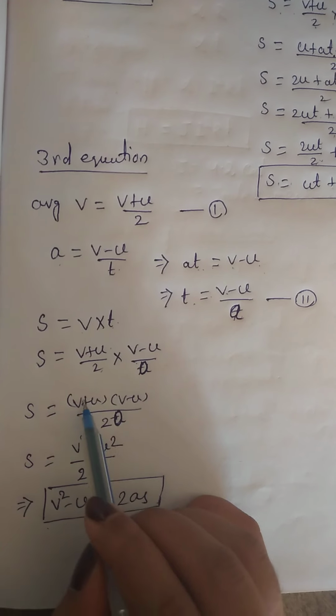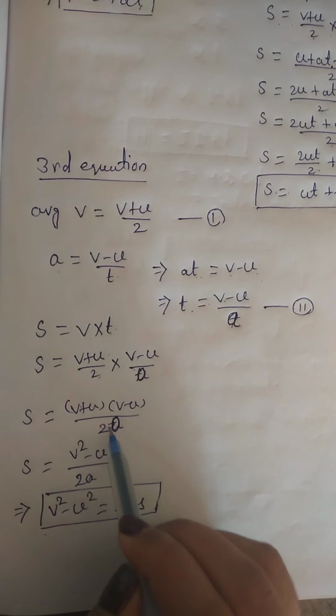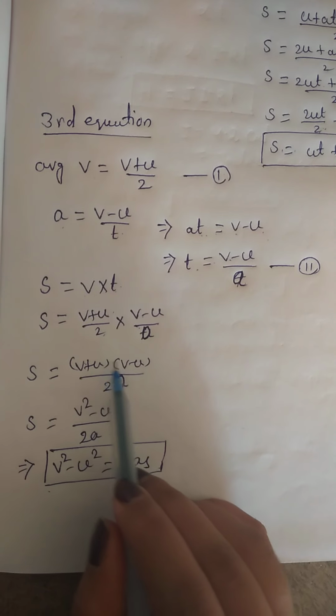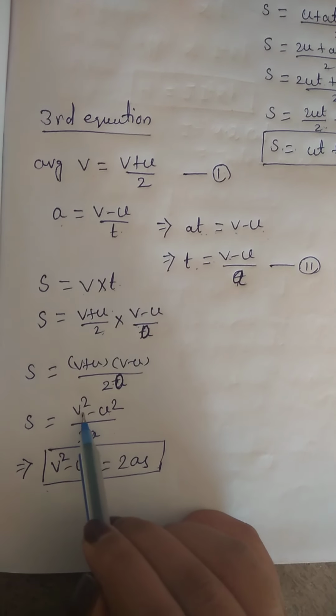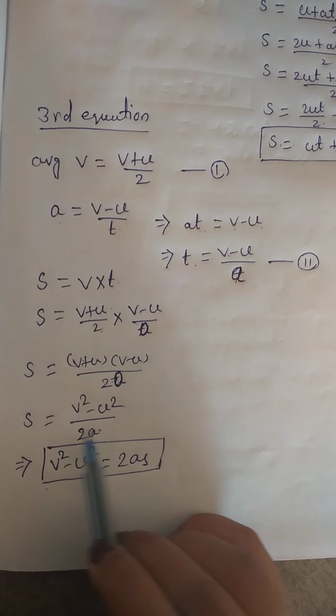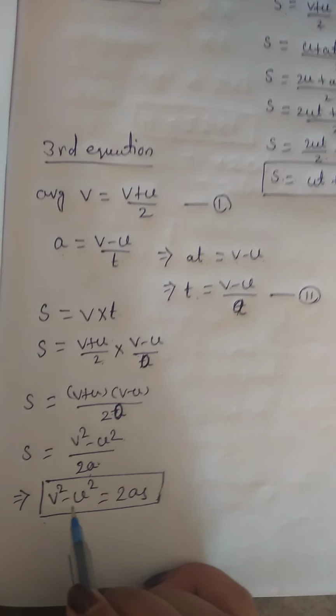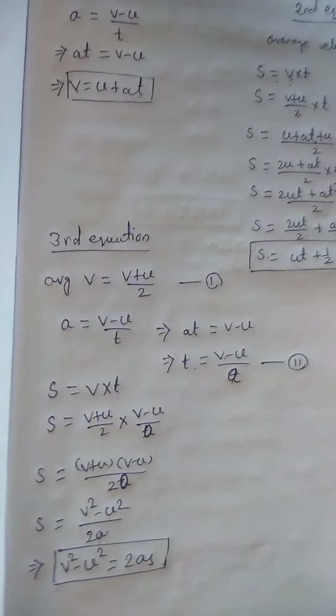Now this is (u + v) and this is (v - u), divided by 2a. Using (a + b)(a - b) = a² - b², we get (v² - u²) divided by 2a. Now cross multiplying, we get v² - u² = 2as, which is the third equation of motion.